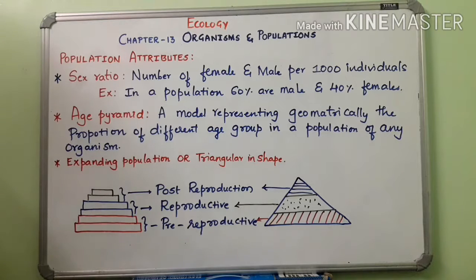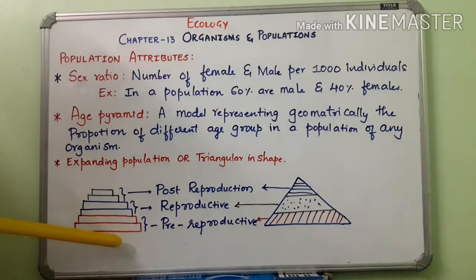In an expanding population, triangular in shape, the number of young individuals in the population is more. Such a population has a high birth rate and low death rate. So the age pyramid has a broad base. Here the post-reproductive means end of life, so we see a smaller number there and a broad part here. That indicates that in this population there is a high birth rate and a low death rate, so the age pyramid has a broad base.